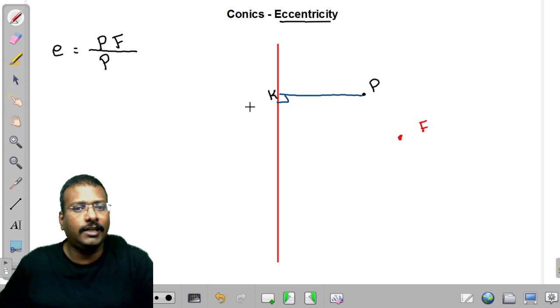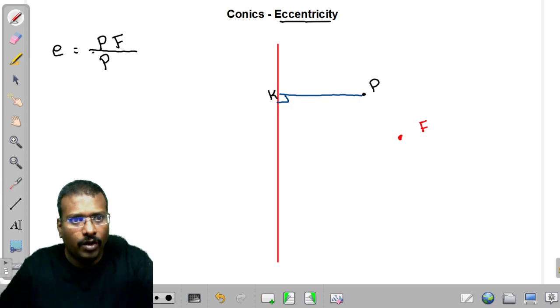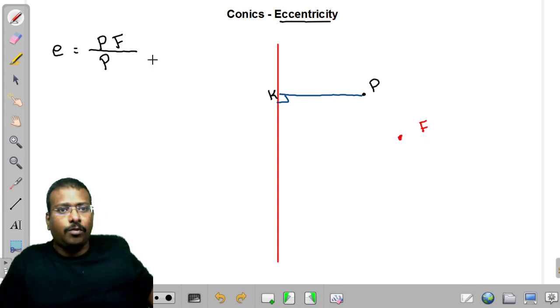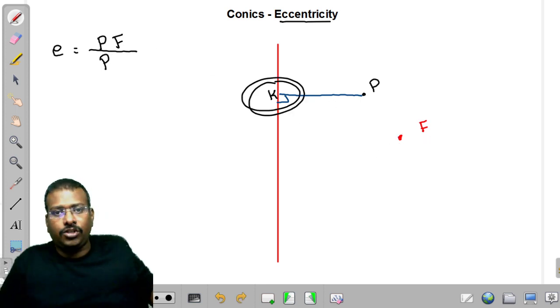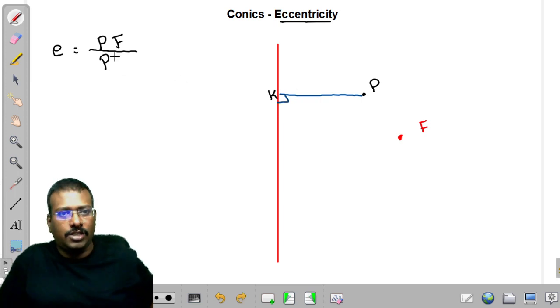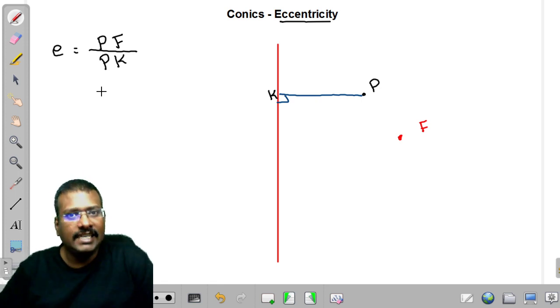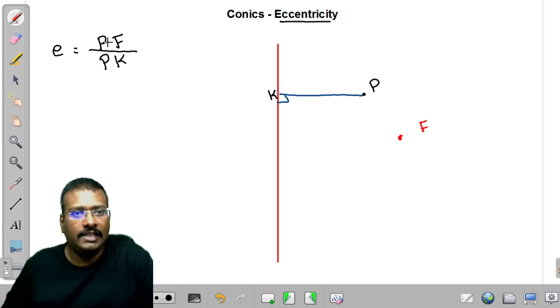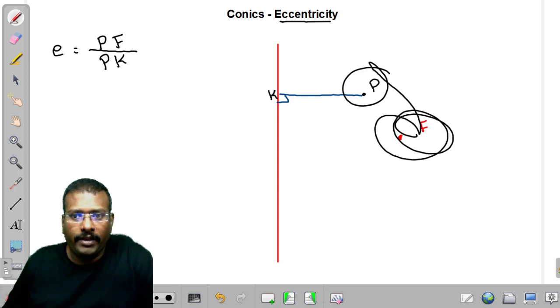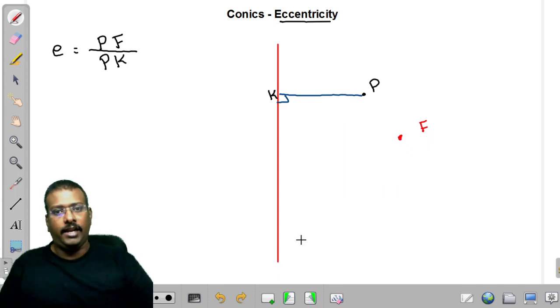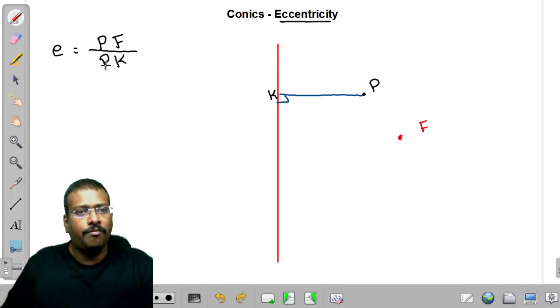Now if you observe the definition, eccentricity is the ratio of the distance of a point from a fixed point to that of a fixed straight line. I hope it is clear to you. Therefore, it is the ratio of PF by PK.